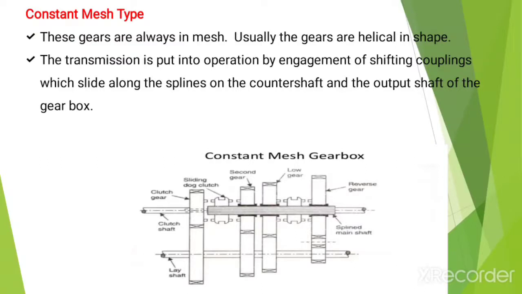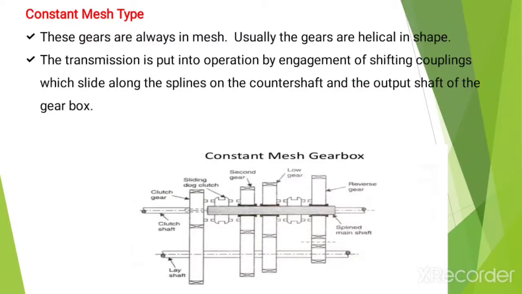Now the next type of gearbox is the constant mesh gearbox. In the earlier type of gearbox, the gears present on the input shaft and output shaft are the ones in motion, and the gears present on the lay shaft or counter shaft are stationary.